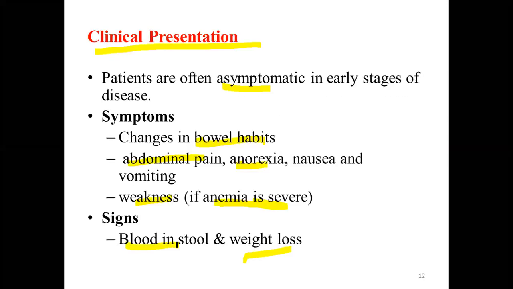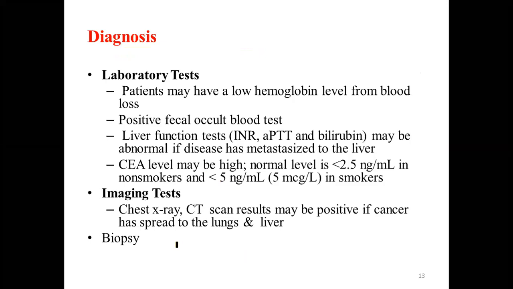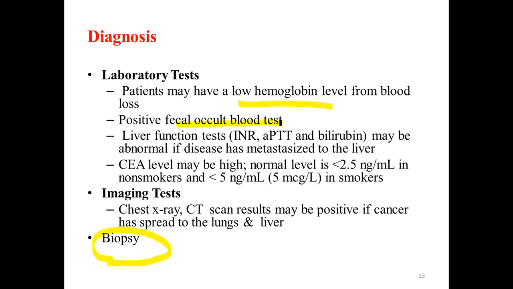Okay. Then how do we make the diagnosis? Like other types of solid malignancy, biopsy is the gold standard, but there are also other tests we can consider. Maybe look at the hemoglobin level because of blood loss, because some people complain there is blood in the stool. Then a positive fecal occult blood test is also very important. Then the other thing to note is to assess the liver function test. Remember, we assess the liver function test because the chance of metastasis to the liver is very high.